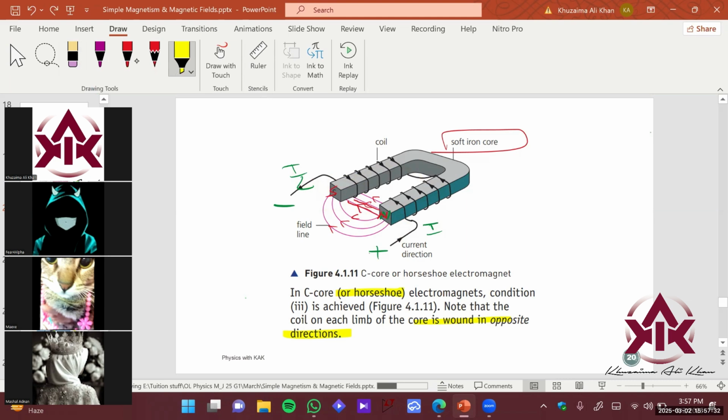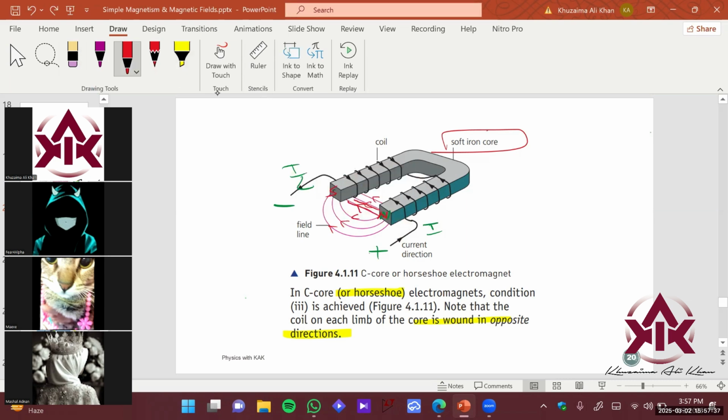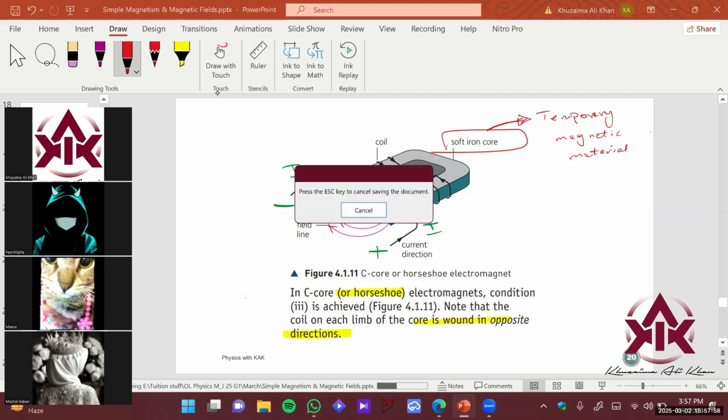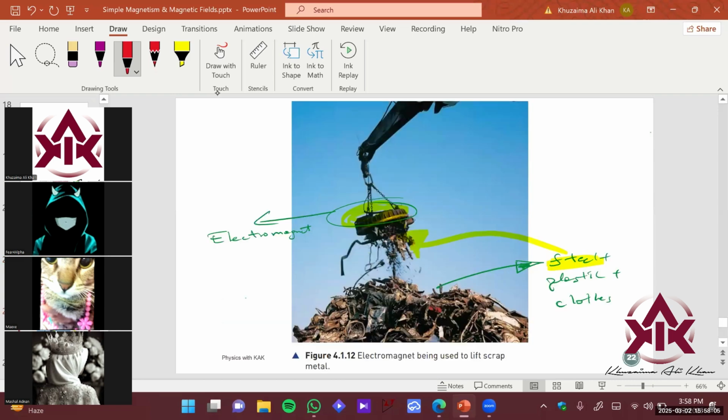And if you recall, iron is a temporary magnetic material, right? So you cannot regain its magnetism. Some might say, sir, iron is already a magnet, so it makes its poles automatically. It's not, it's temporary, right? If you remove the current, it will lose its magnetism. Okay. And again, these are the uses over here, which you want to go through, which is very simple.